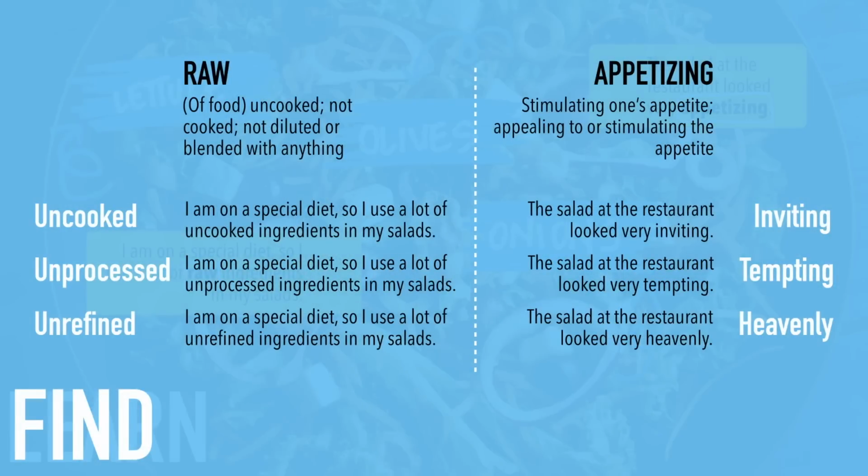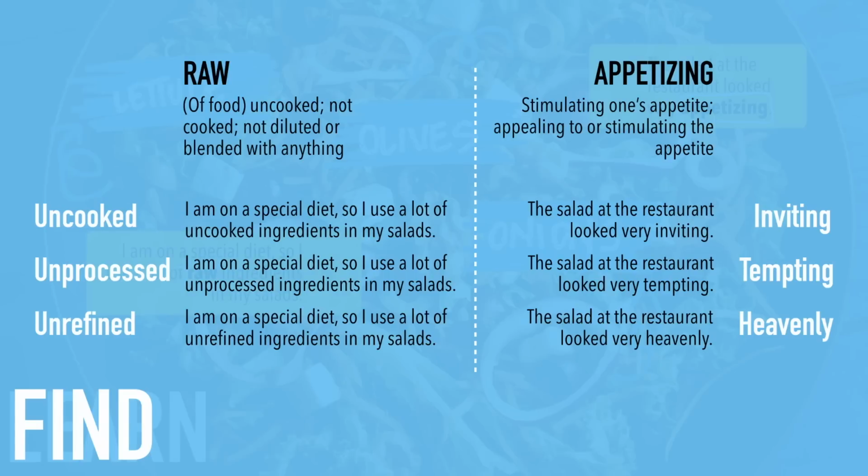So again, unrefined. Very good. It's tricky for me too. That F, you got to put your front teeth on your bottom lip. So one more time. Unrefined. There you go. Very good. All right. So again, those are the 3 synonyms for raw. So let's see how the sentence would change if we used each of these words. Here we go. I am on a special diet, so I use a lot of uncooked ingredients in my salads. Next, again, on the left side of your screen, I'm on a special diet, so I use a lot of unprocessed ingredients in my salads. And finally, I am on a special diet, so I use a lot of unrefined ingredients in my salads.